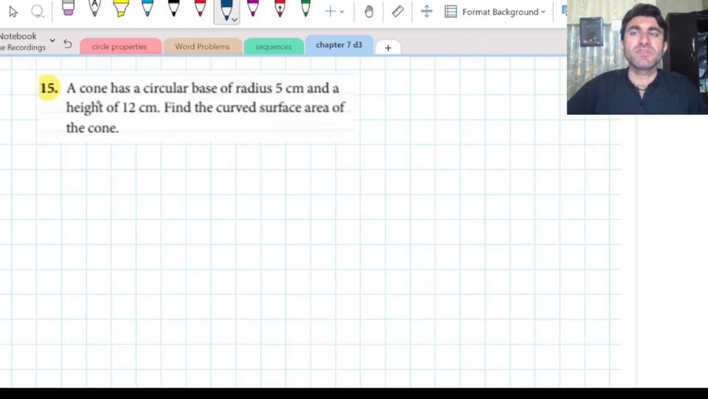Now in question number 15, a cone has a circular base of radius 5 centimeter and a height of 12 centimeter.